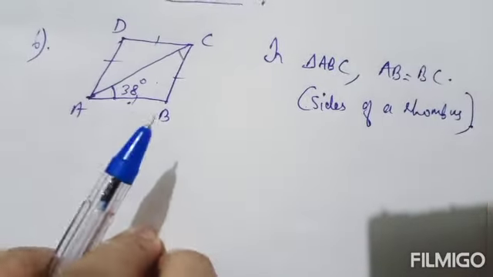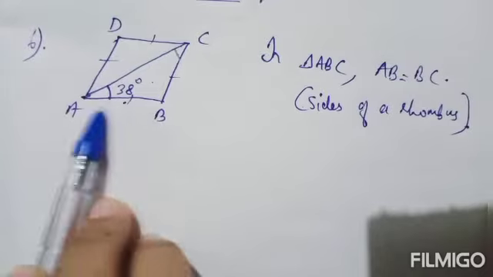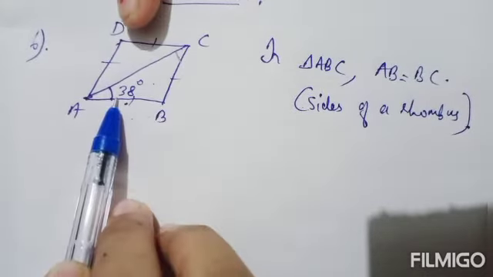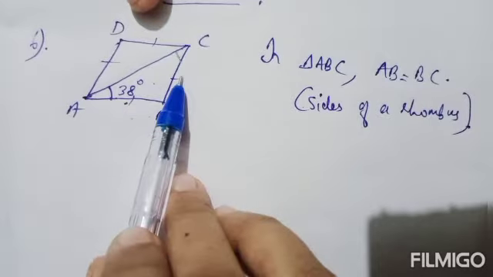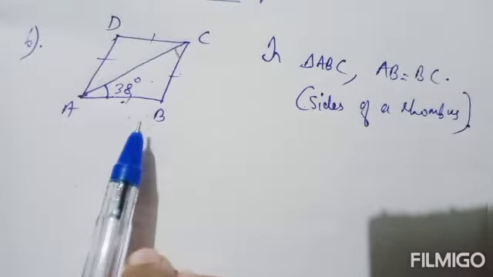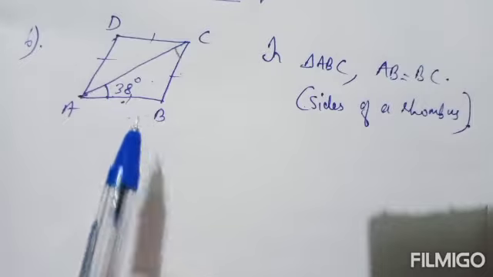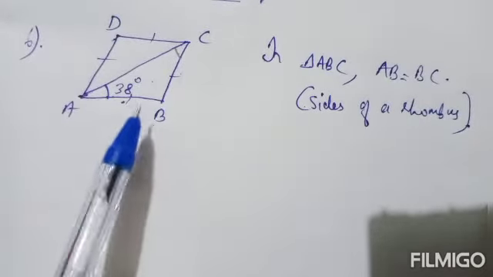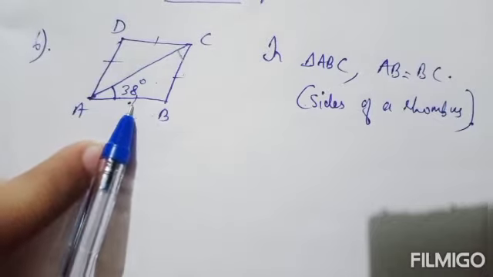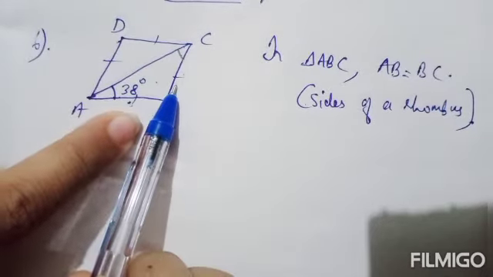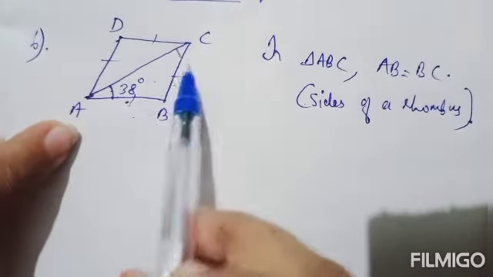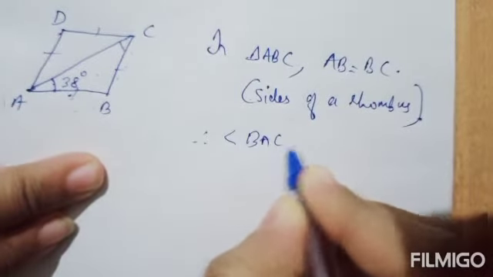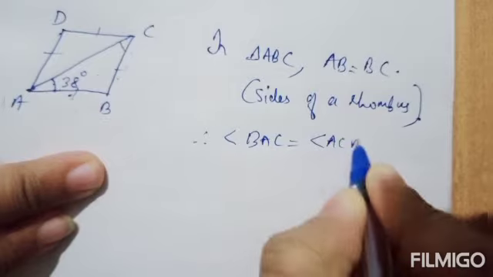Now, considering this triangle ABC, AB equals BC. So what about the angles opposite to these two equal sides? They are also equal. This triangle ABC has two equal sides, therefore it is an isosceles triangle. Now, the isosceles triangle property: if two sides are equal, the angles opposite to equal sides are also equal. Therefore, we can write angle BAC equals angle ACB.